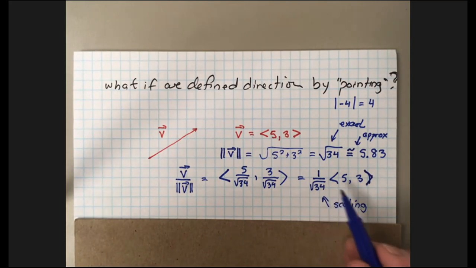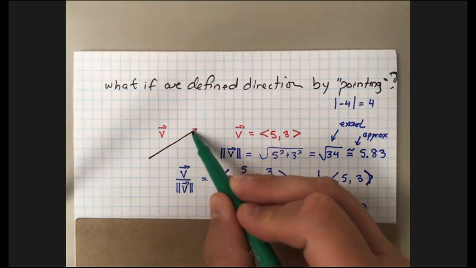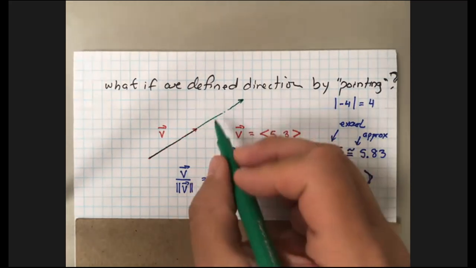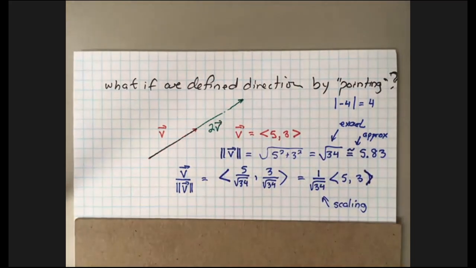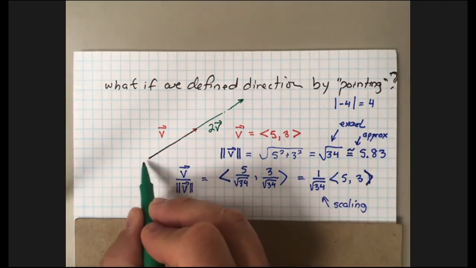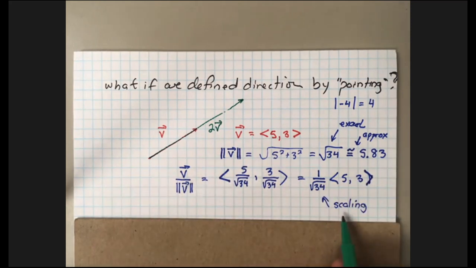You understand that if I multiplied by 2, I might be creating a vector that's the same direction, but 2 times as long, right? That would be scaling by 2. I could scale by minus 1. I could scale by minus 1/2. Scaling changes the length of the vector, and it might change the direction of the vector.